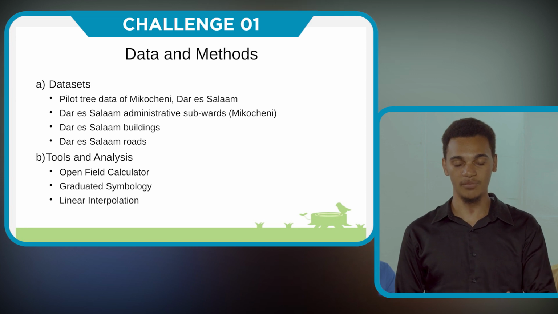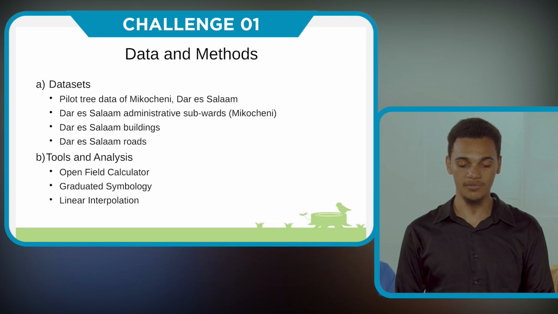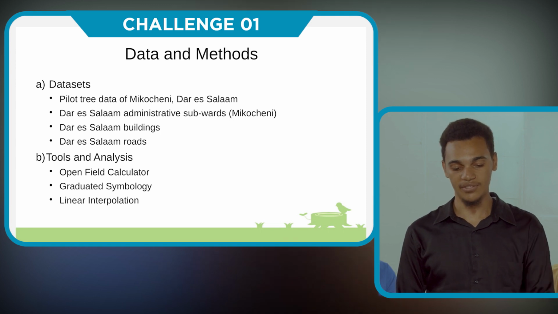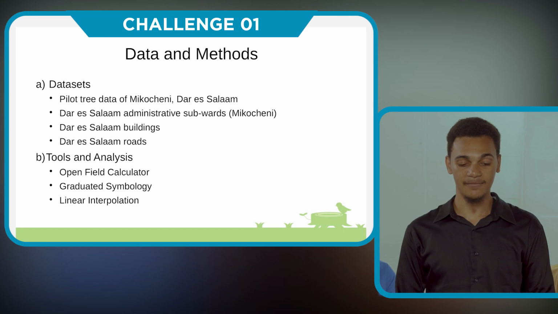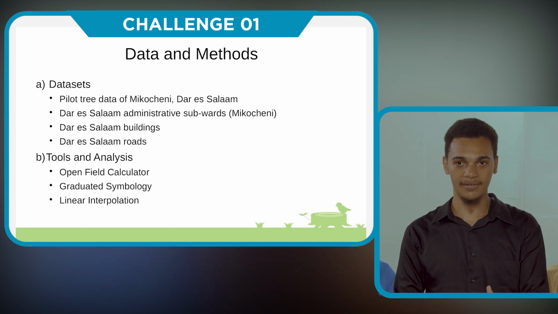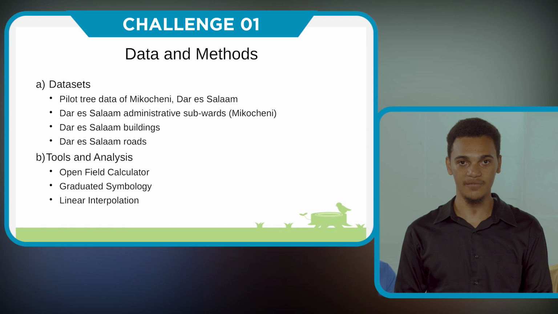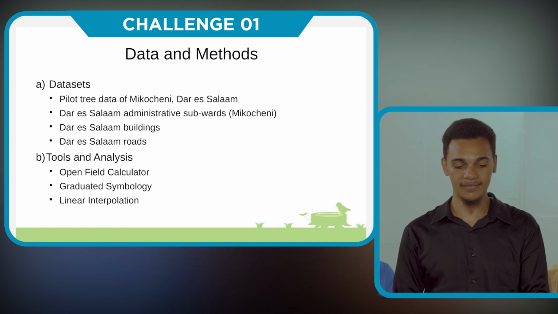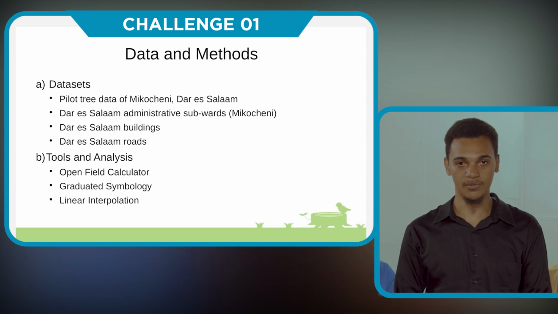And we were then able to visualize this using the graduated symbology, again from QGIS, that you will see soon in the visualization. And then finally, to show the spatial distribution of above ground biomass in Mikocheni, we interpolated the values of above ground biomass using the linear interpolation tool, again in QGIS.